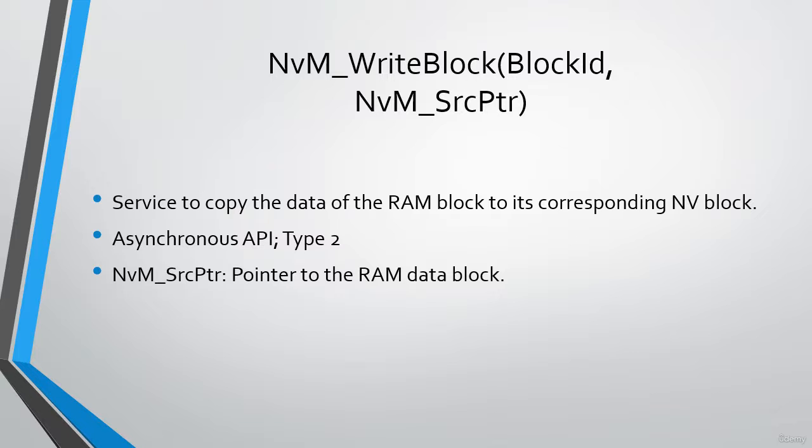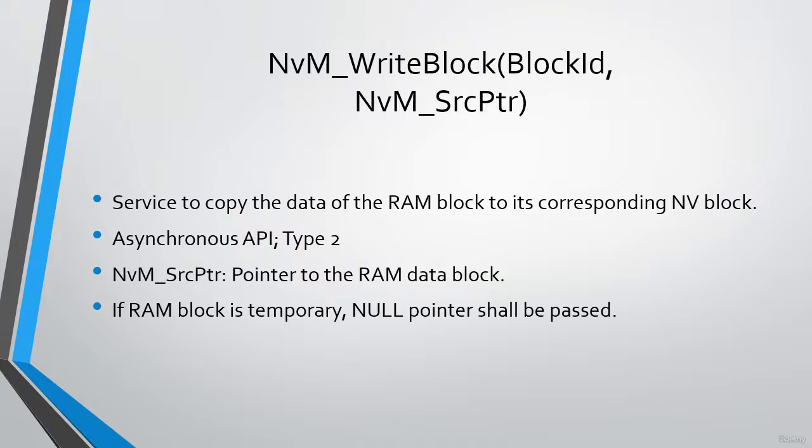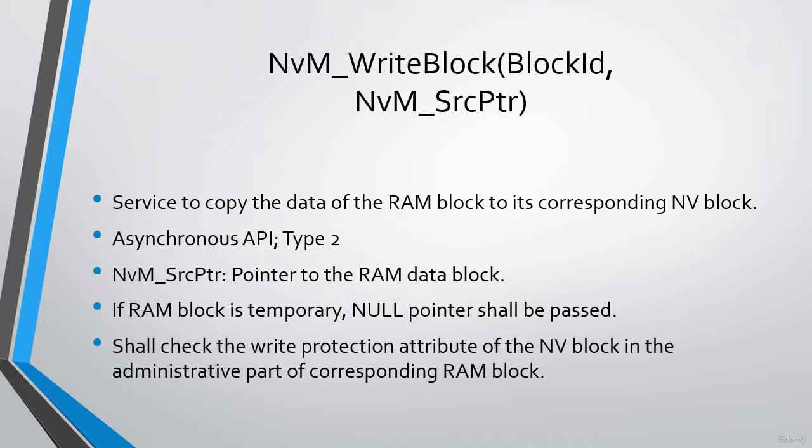Here also, as you can see, the second parameter is the NVM source pointer, and it is a pointer to the permanent RAM block. So if, for example, the RAM block is temporary, then we can pass a null pointer. Now, another thing we need to be careful about whenever we use write APIs is the write protection attribute. Okay, that should be checked whenever we perform this NVM write block.